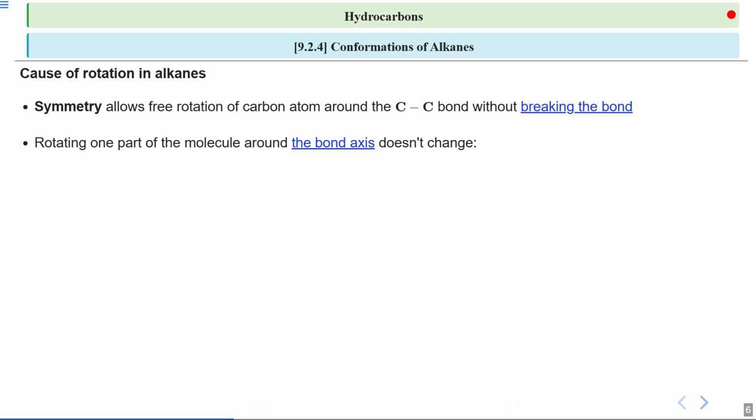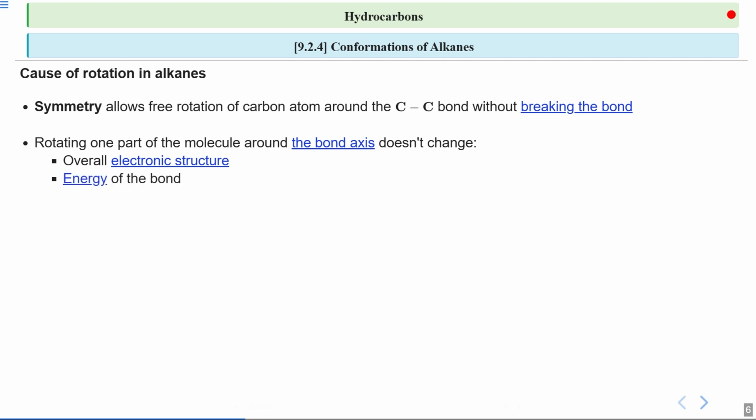Now, we see that rotating one part of the molecule around the bond axis does not change certain aspects of the molecule. So this is an important point to consider when thinking about the molecular rotation. Specifically, the overall electronic structure of the molecule remains unchanged during this rotation. This is again due to the symmetric nature of the sigma bond. This means that the electrons are still distributed in the same way, which is crucial for maintaining the molecule's stability.